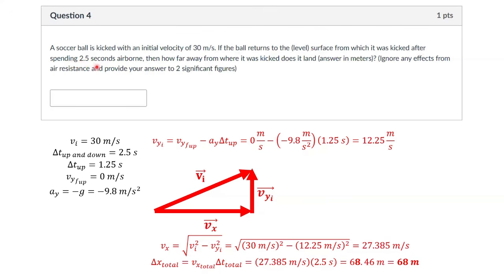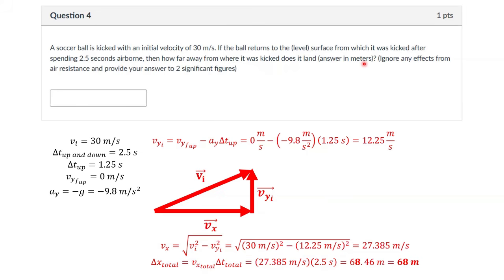After spending 2.5 seconds airborne, so total time is what we're given. Ball kicked, certain initial velocity, certain amount of time it's in the air. Question then is how far away does it land from where it is kicked? So that would be a horizontal displacement given that the field is level. Okay, how are we going to deal with this?